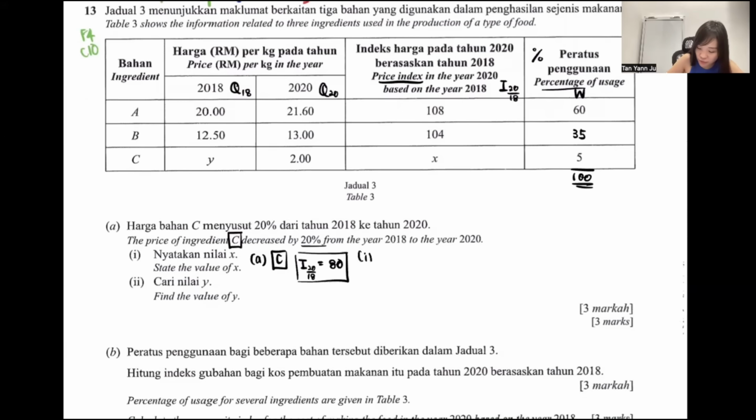Nothing else. Let's start from the first one. State the value of X. Where does the X come from? The X comes from here. So the X is exactly for item C. So for item C, the X represents I 20 over 18, which I already stated, which is what? The answer is 80. Done. See? Just now I already wrote it out, correct?